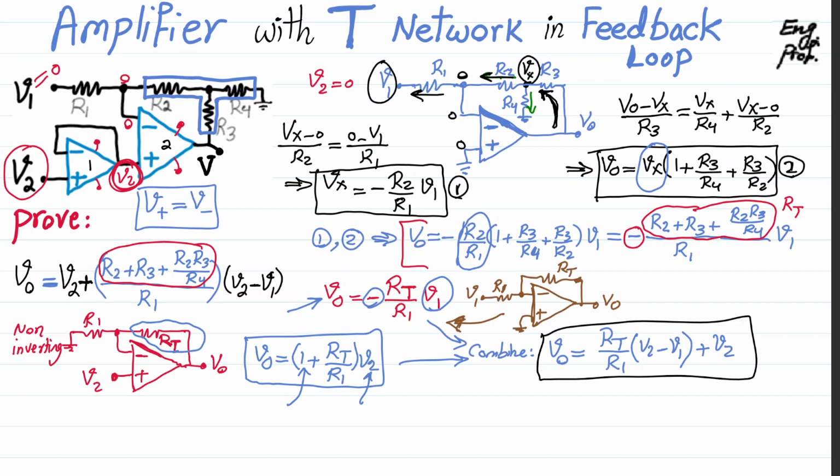I hope this example is helpful to show you how you can, in a quick fashion, using superposition and also just KCL, find the voltage gain for a differential amplifier that has a T impedance or T resistance in its feedback loop.